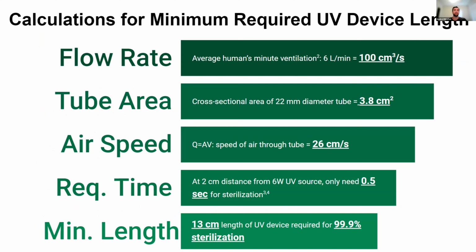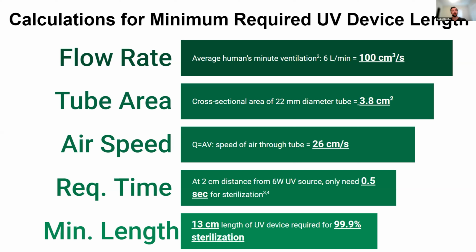So assuming that the average human has around 6 liters per minute of ventilation, and knowing from the prompt that the standard cross-sectional area of a tube has a 20 millimeter diameter, we were able to calculate the speed of air through the tube. And combining this with our research, which said that at 2 centimeters from the UV source, which is what we would have inside our tube, you would only need around half a second to ensure 99.9% sterilization.